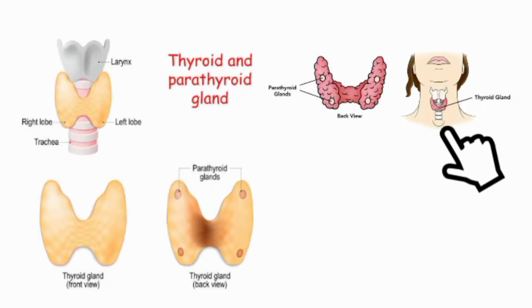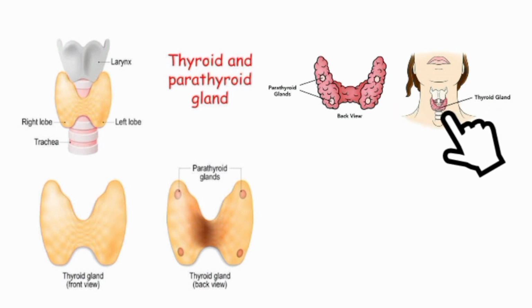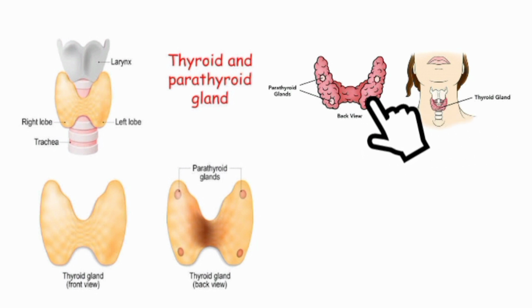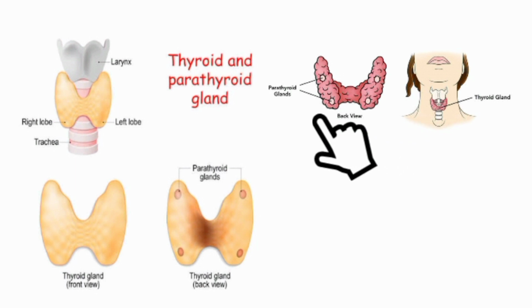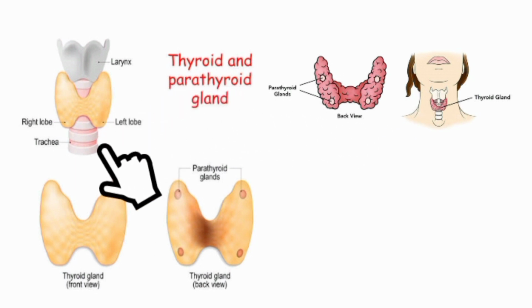Again, we can see here that in the neck region we have the thyroid gland, in front of the trachea, and just behind the thyroid gland, this is the back view of thyroid gland, we can see a group of 4 glands which is parathyroid glands.